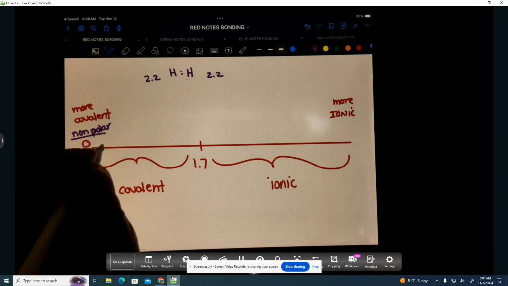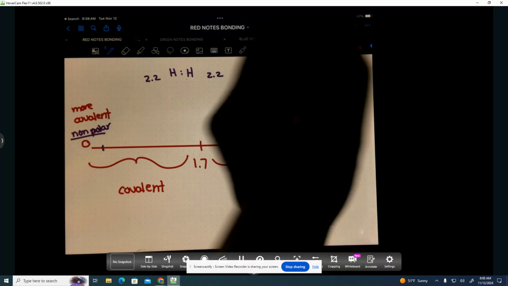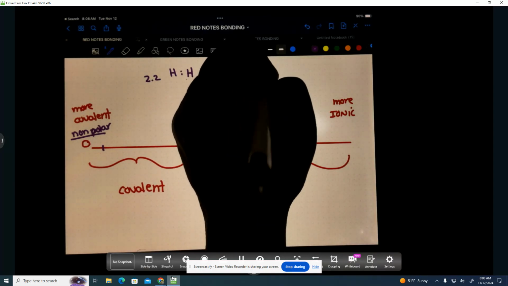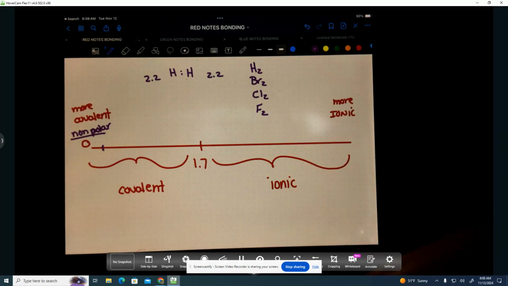It really goes to like 0.4 electronegativity difference, but in Regents level chemistry, it will always be 0 for non-polar covalent bonds. So all of your diatomics, H2, Br2, Cl2, F2, etc., are all going to be non-polar covalent bonds.